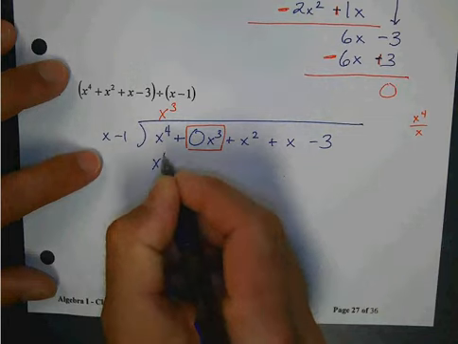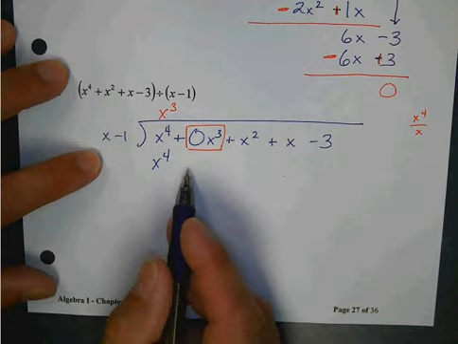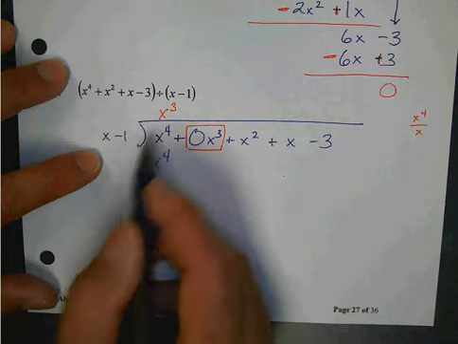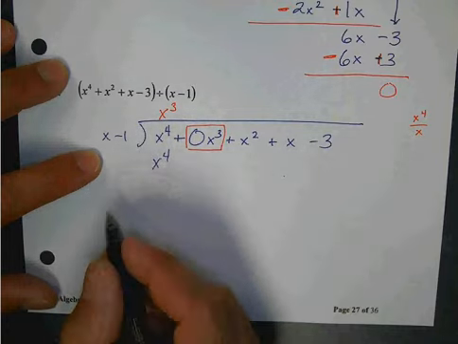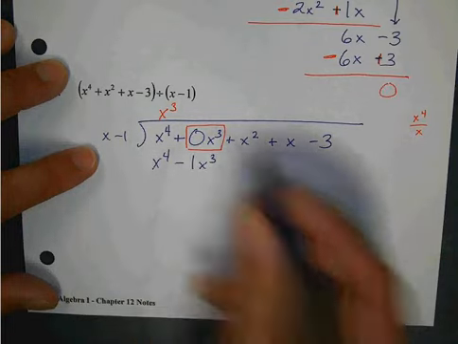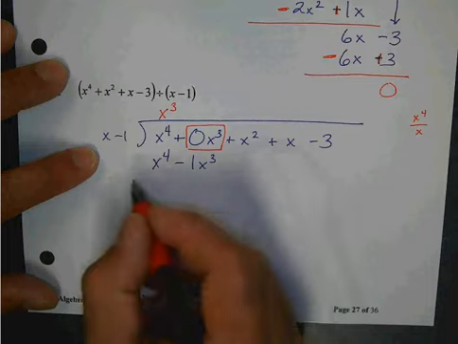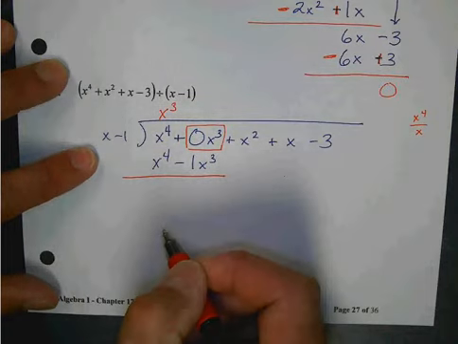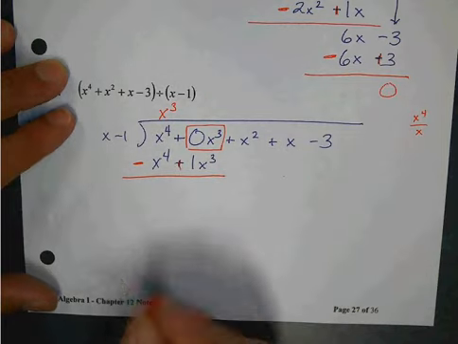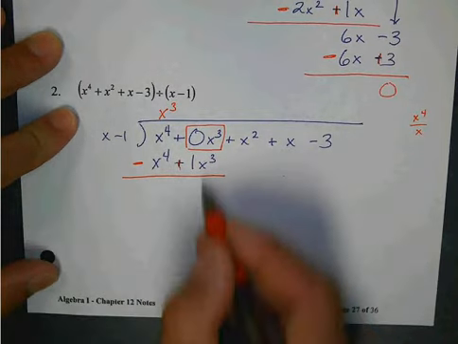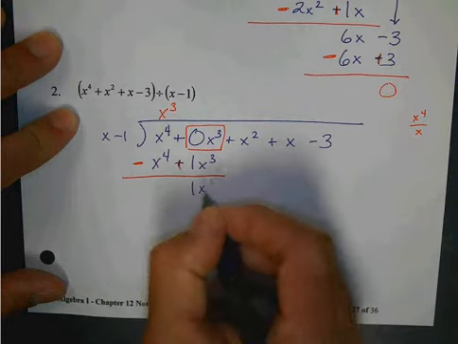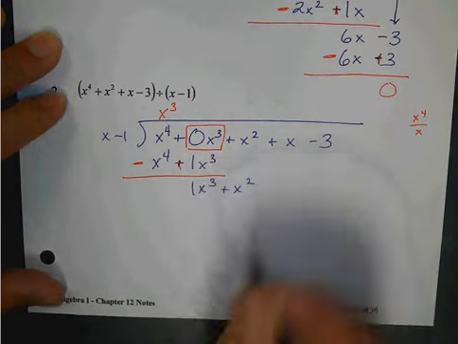So we multiply x to the fourth, and then what's the second part? X cubed times negative 1. Thank you, Ryan. Negative 1x cubed. All right, we go through and do what? Subtract, so change the signs. All right, what's left? Add them up. 1x to the third plus x squared.